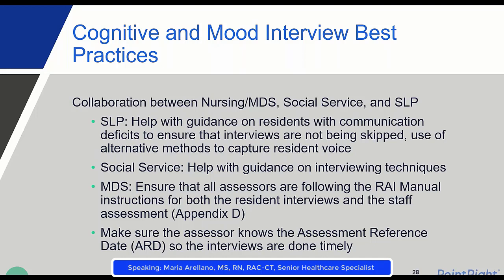If you're in the MDS world, if you're the coordinator, you're the expert in the RAI manual. You be the expert for the rest of the interdisciplinary team and make sure that they're following all the RAI manual instructions for the resident interviews and the staff assessment that are in Appendix B. And make sure that the assessor knows the assessment reference date so that interviews are done timely, right? This is another key area that I know a lot of folks struggle with, is getting them done timely.